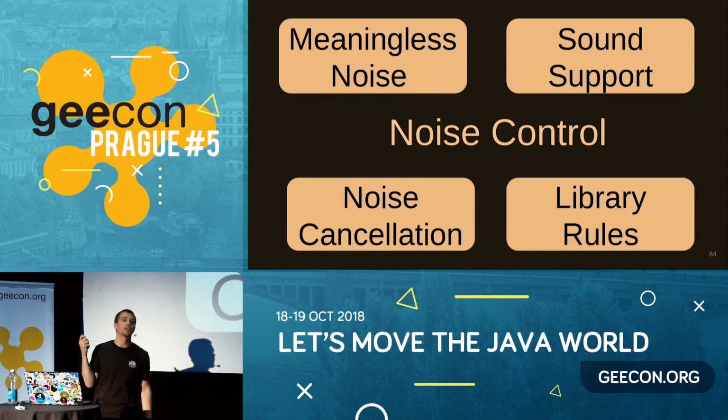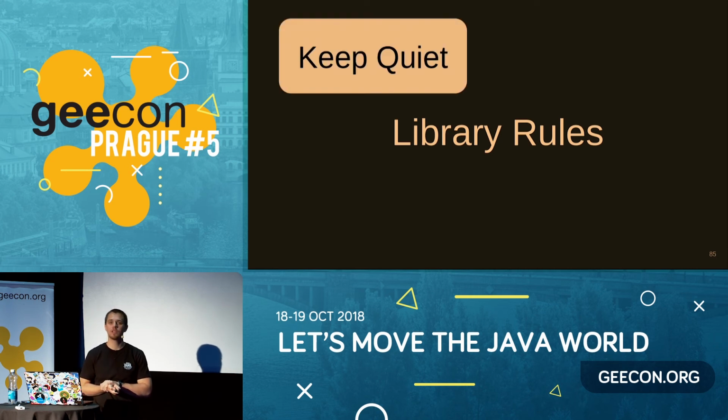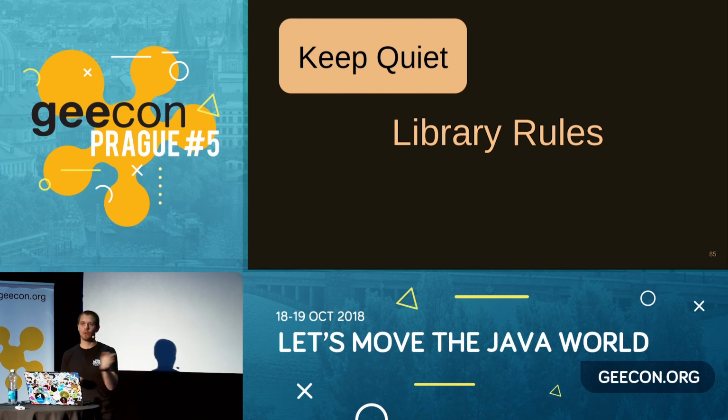And last but not least, library rules. Establish library rules within your office, with your team. Keep quiet. If you need to talk to someone, go to another room. Same way you would do it in the library.